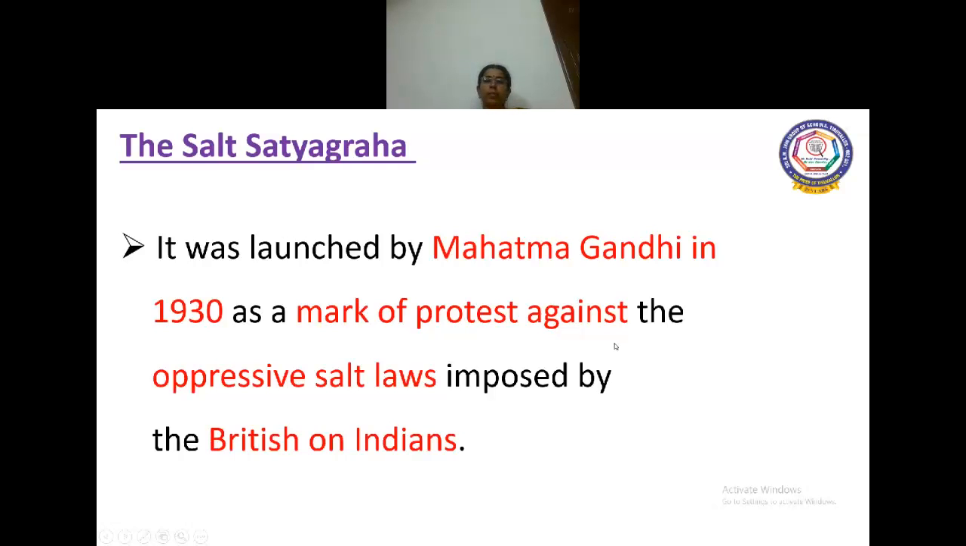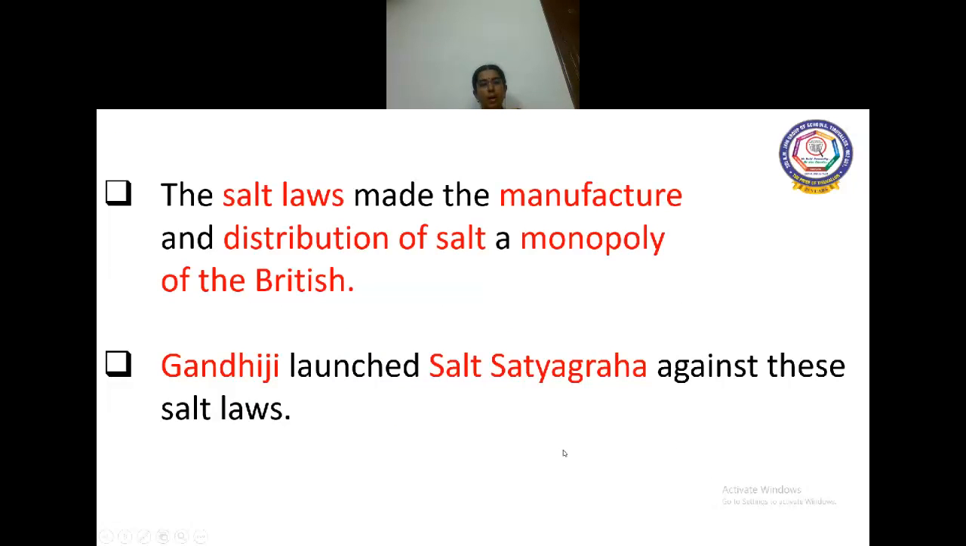That is why the people were against it, and Mahatma Gandhi was against this act. He launched the Salt Satyagraha movement, and along with Gandhiji, many followers marched from Sabarmati Ashram to Dandi to protest against this salt law. So the salt laws made the manufacture and distribution of salt a monopoly of the British. So Gandhiji launched the Satyagraha movement against these salt laws.